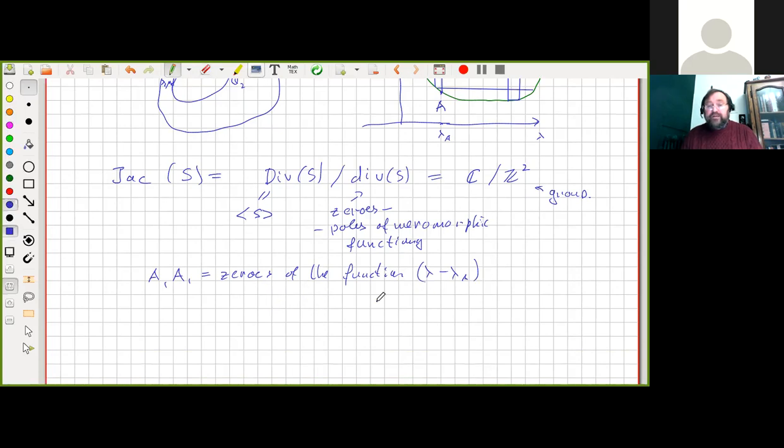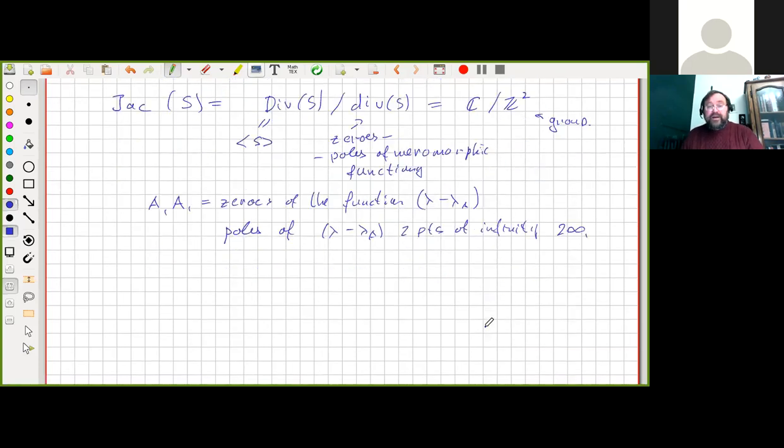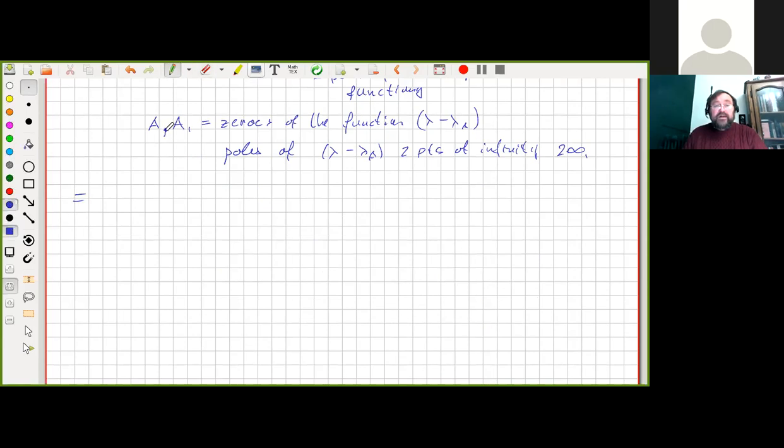The divisor of the function lambda minus lambda A: the poles of the function are the points at infinity, and they do not depend on A. Two points at infinity; I'll denote it by two infinity one. And therefore A plus A1 is equal to two infinity one in the group.